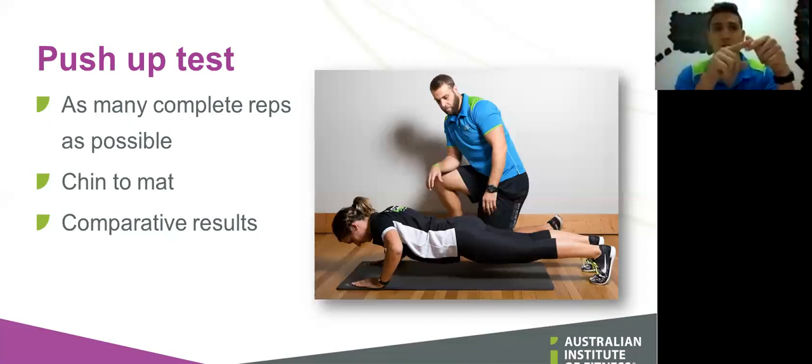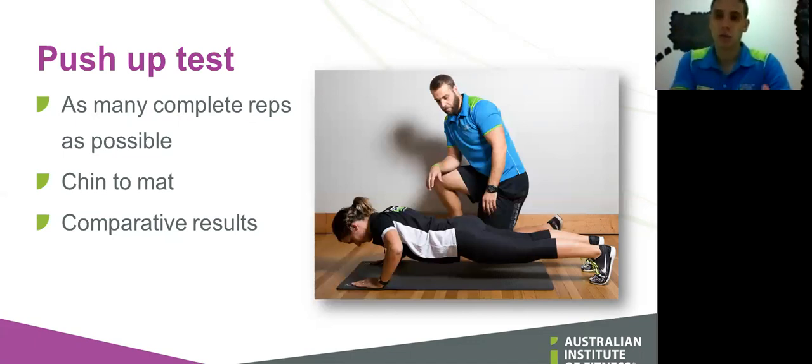I do like to set the metronome again for this one. So I set it to 60 beats per minute. I'll get it going, and every single time it clicks, the client goes down. Every time it clicks again, they go up. Okay? They keep that same pace, for as many reps as they can.